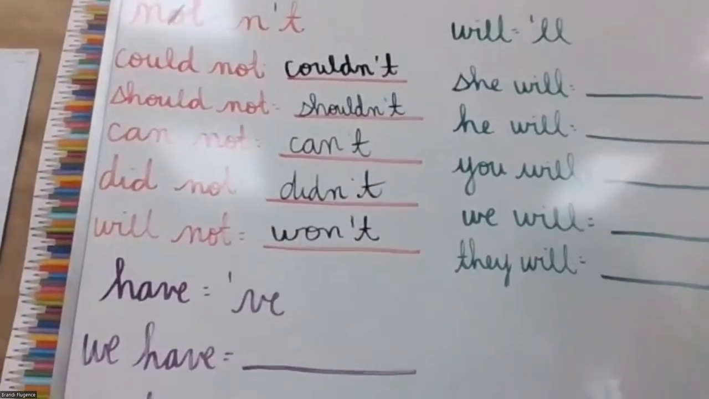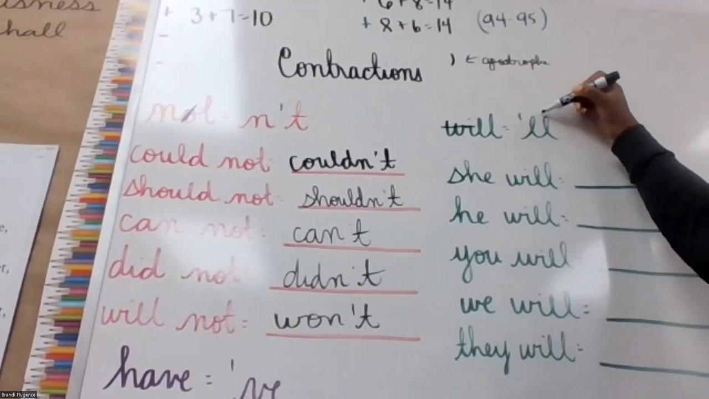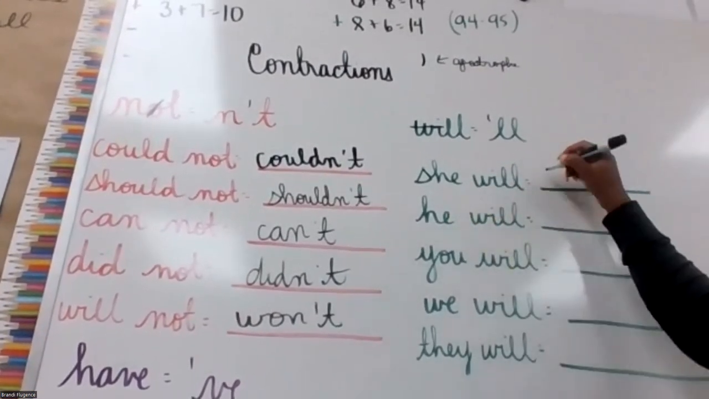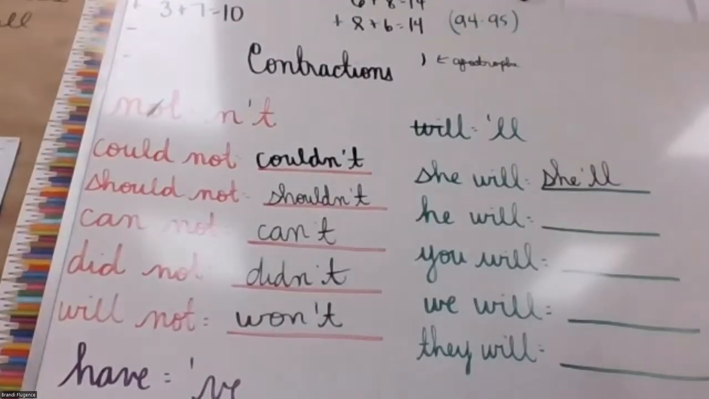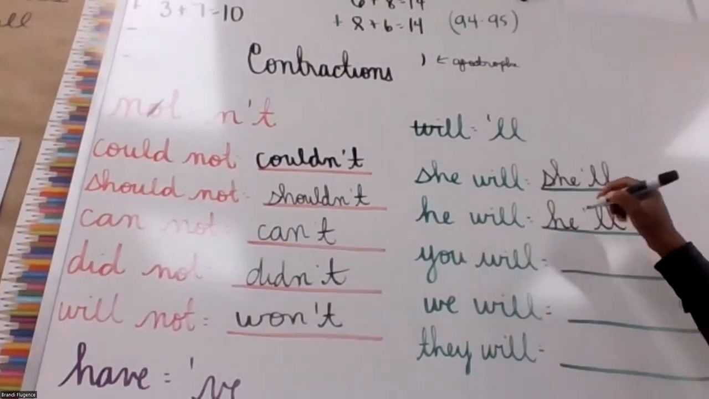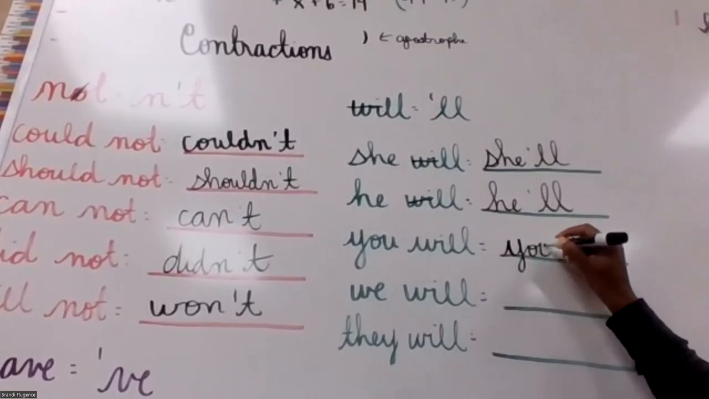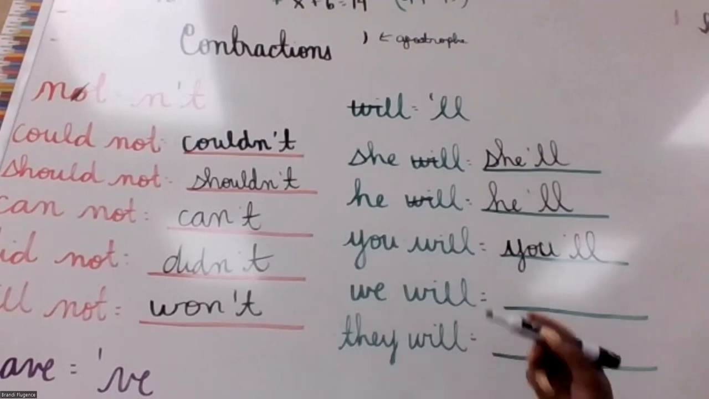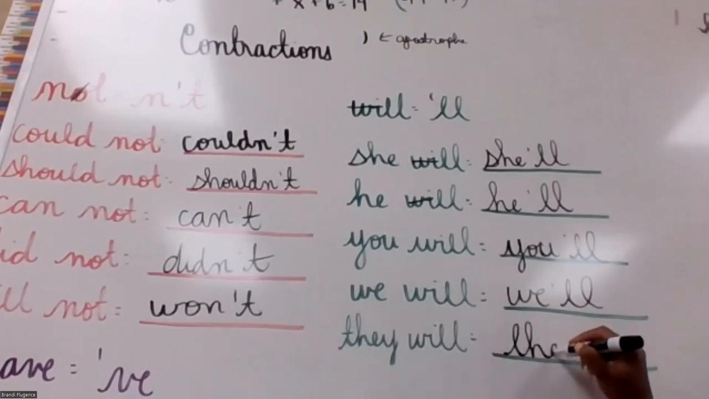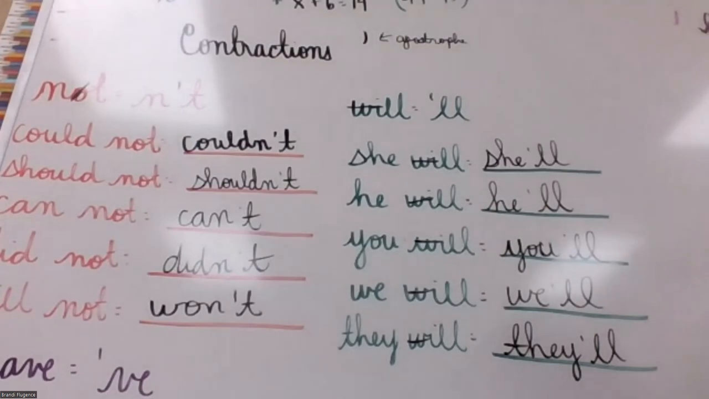So we have will. Will is often another word we contract. When we contract will, we take out the W-I, and we usually only put apostrophe L-L. We take out W-I to have L-L. So if I say she will, guess what it becomes? She'll. She will becomes she'll. Next, he will. It becomes he'll. Apostrophe L-L. We took out the W-I. Next, you will becomes you'll. We will becomes we'll. And they will becomes they'll. That's how you contract. You take out certain letters to put an apostrophe and keep the rest of the other letters.